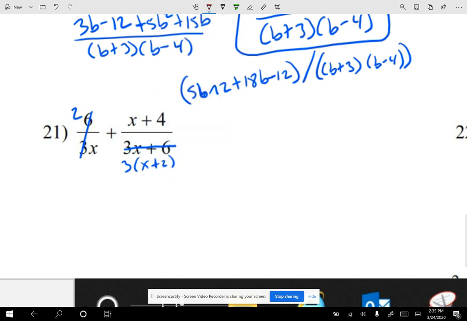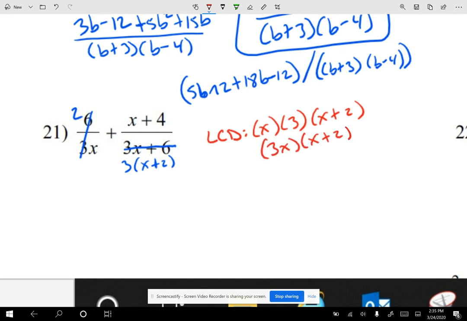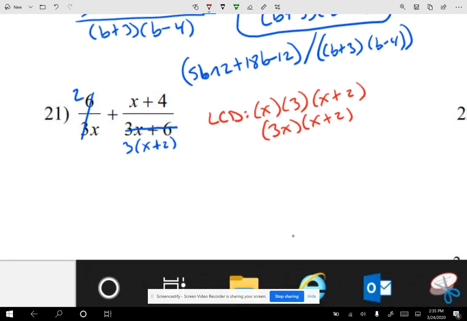So my LCD for this case, I need an x from the first fraction. I need a 3, and I need an x plus 2. Let me simplify that as 3x, and then x plus 2. All right, so that's going to be my LCD. My least common denominator is 3x and x plus 2.